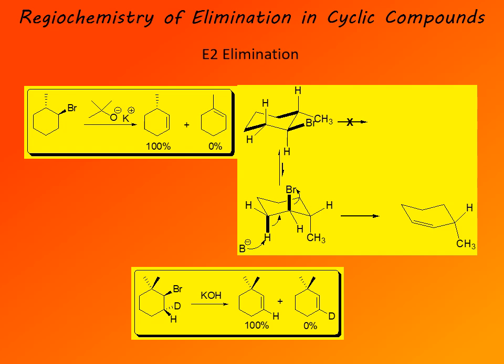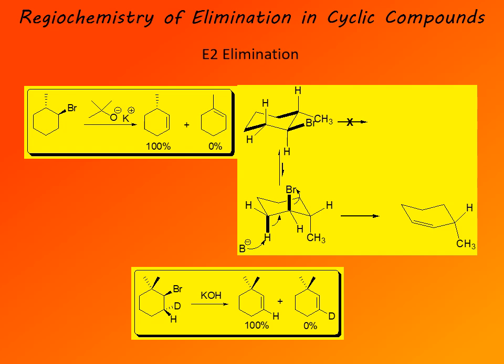bromine on a 6-membered ring, and on one side there are 2 methyl groups. So elimination towards those methyl groups is not possible. The only possibility is that one of the 2 hydrogens is eliminated on the other beta carbon. So one beta carbon has 2 methyl groups, the other one has 2 hydrogens.